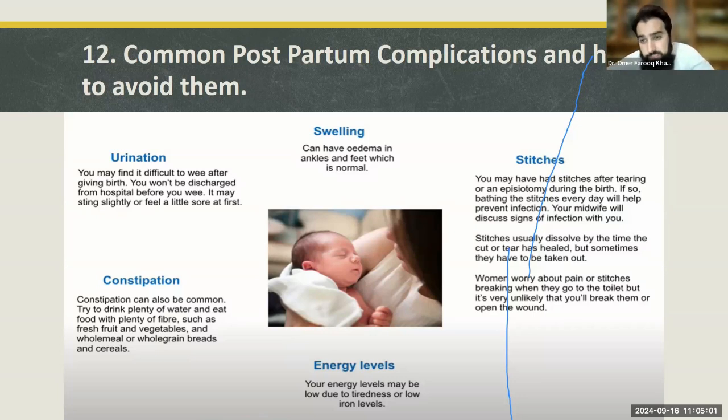And then there is a problem with the stitches. If there are stitches due to episiotomy or due to C-section, then stitch care is important. The dressing should be done daily. The hygiene should be very good. The stitches should usually dissolve by the time the cut or tear has healed, but sometimes they have to be taken out. Women worry about the pain or stitches breaking when they go to the toilet, but it's very unlikely that you will break them or open the wound. But stitch care is important. Just like any surgical wound, you use antiseptic solutions, you keep washing the area, you keep the area clean, and follow the surgical guidelines as advised by your obstetrician.